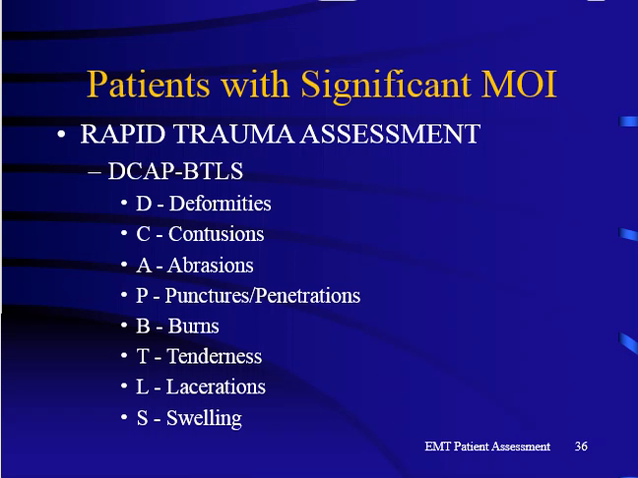So this is all an indication of things that, when you're doing your rapid trauma assessment down the person, you look for. What do you see? Punctures or penetrations. Do you see any burns? Is there tenderness anywhere whenever you're touching? Are there any lacerations, and is there any swelling?